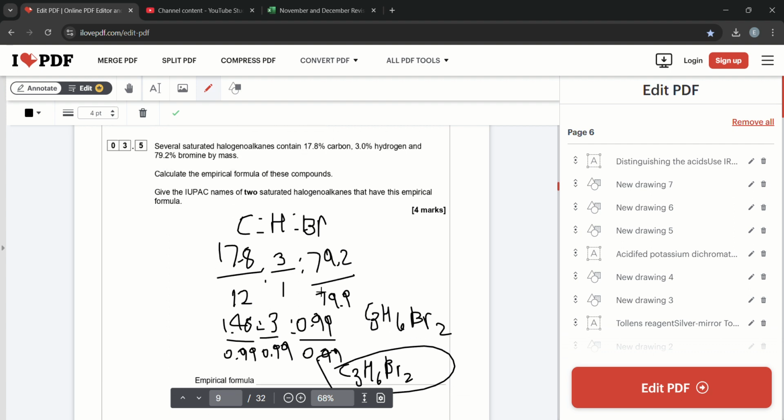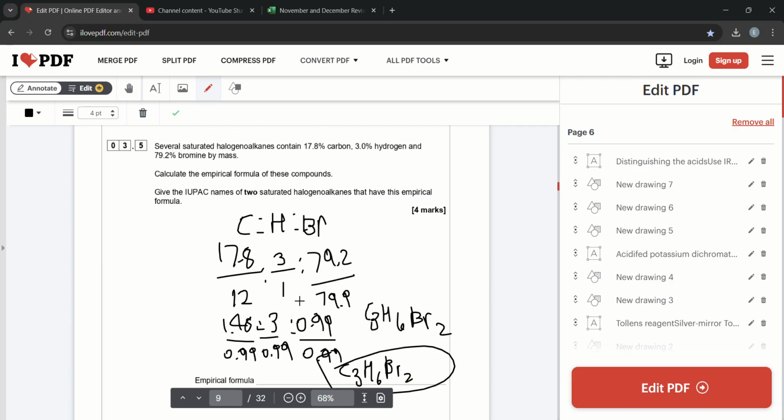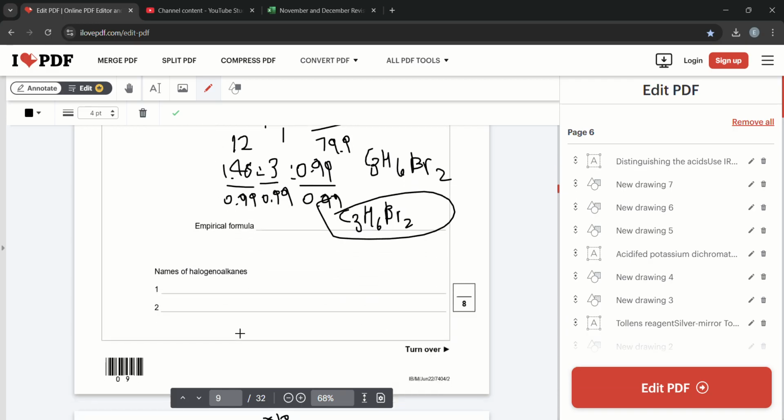These type of questions, always the same thing. Calculate moles. Calculate the simplest molar ratio, and then times for the empirical formula. Calculate moles, divide by the smallest molar ratio, and then calculate the empirical formula. And then names of halogenoalkanes.